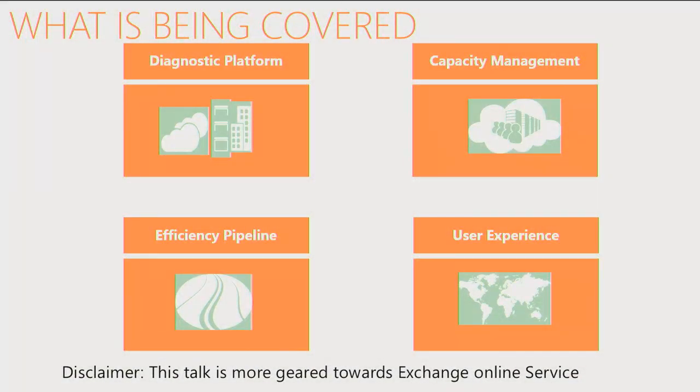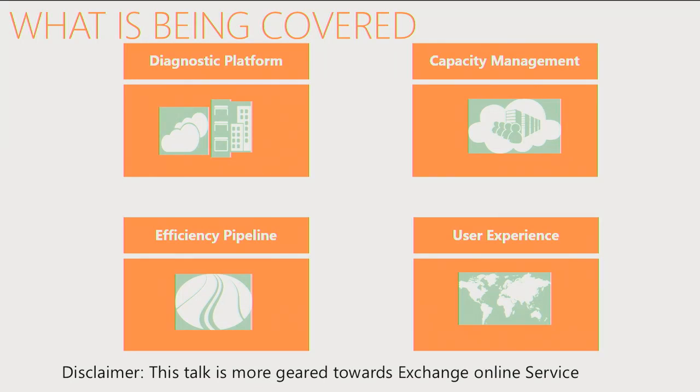So just before we go into the talk, a few things, what we are covering in this talk. This talk is divided into 4 sections. We talk about our diagnostic platform. This is the fabric by which we enable efficiencies and snappy experience and capacity management in the service. And then we talk about how we do capacity management, how do we do modeling, how do we make sure that we are able to measure and monitor the capacity which is deployed, and also what kind of safeguards do we have on capacity.